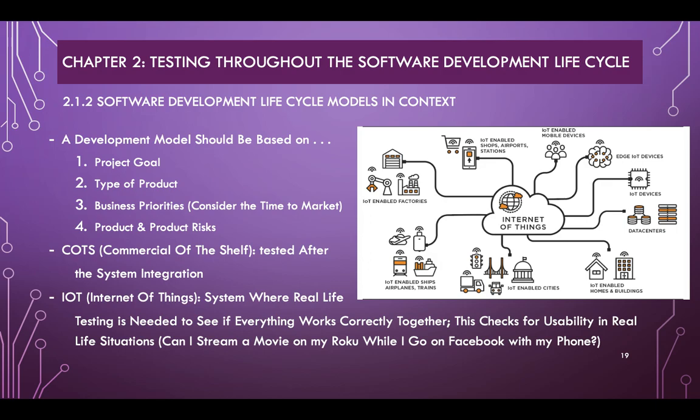2.1.2 Software Development Lifecycle Model in Context. When creating a software, a project should have the appropriate development model, which should be based on 1, the project goal, 2, the type of product or software being developed, 3, the business priorities, which should be considered the time to market, and 4, the product and product risks, such as is the product for entertainment or is the product for a medical device.